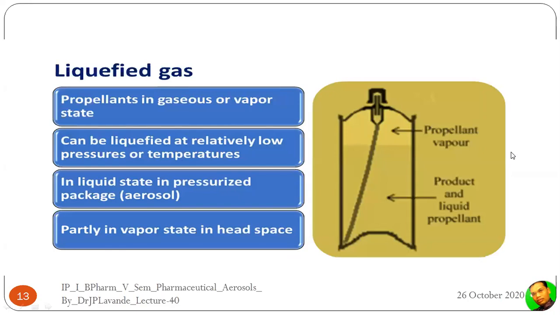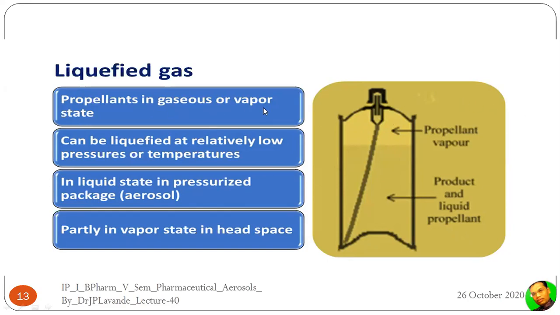Now, as far as the liquefied gas is concerned, as I already told you, the product is mixed with the liquid propellant, and in the headspace it will get propelled. When we operate the valve and actuator, the liquefied propellant gets expanded, and that is responsible for creating pressure onto the product concentrate, so that it comes out and gets dispensed in the form of a fine mist.